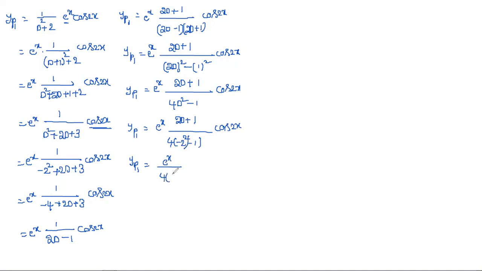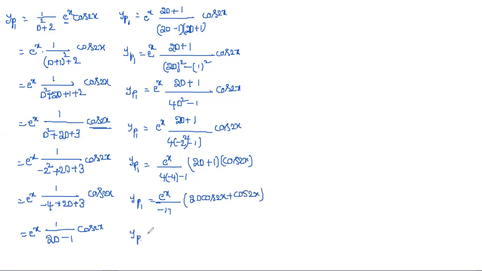So that is nothing but (minus 4 minus 1) into (2D plus 1) into cos 2x. So yp1 is equal to e power x by, so this is nothing but what? Minus 16 minus 1, minus 17. And now you can multiply this one instead of the other. Then what will we get? 2 into D cos 2x plus cos 2x. 1 into cos 2x is nothing but cos 2x.